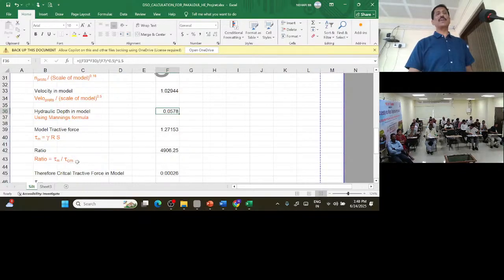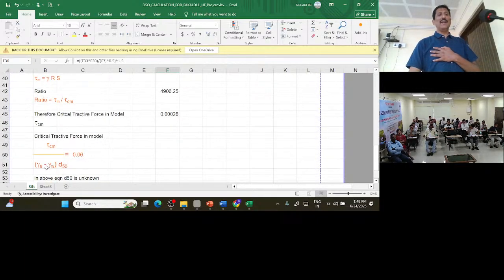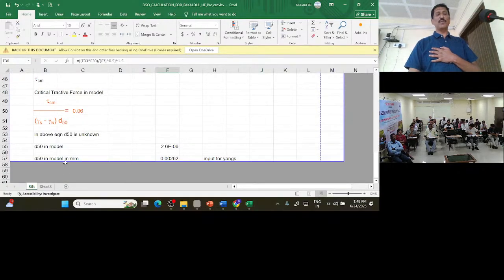That ratio we have to make constant. So we have to calculate the critical shear stress in the model. The critical shear stress is 0.006 in the model. If you substitute this in the formula, what is unknown is the D50, because we know the critical shear stress, the specific weight of water and sediment, and the critical parameter for how it's moving. Now we calculate the D50, and it comes to 0.002.